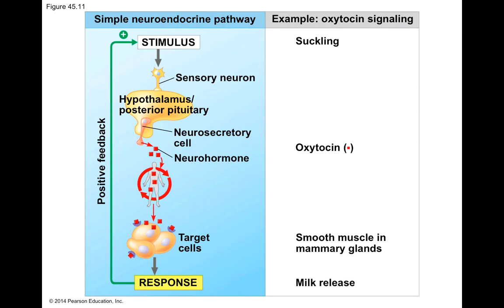Here's an example of positive feedback. This is a simple neuroendocrine pathway where a stimulus, in this case an infant suckling on a nipple, will trigger a sensory neuron to signal a neurosecretory cell to secrete oxytocin, which is a neurohormone. And oxytocin is going to travel to the target cell, in this case the smooth muscle in the mammary glands, to release breast milk. The release of breast milk will cause the infant to keep suckling, reinforcing the stimulus and amplifying the response, which is to keep releasing breast milk.